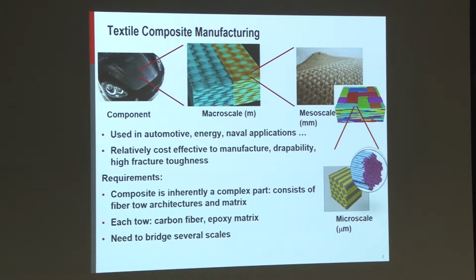Now, damage can occur at very small length scales in the form of micro damage or micro cracks. And accumulation of such damaged regions can cause large cracks at the macro scale. So it's very critical to bridge these length scales to capture the effect of damage that occurs at the small scale all the way to the large scale.